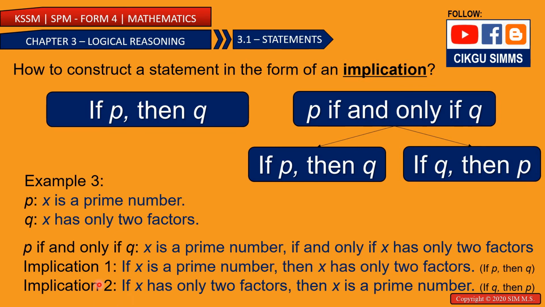And then the second implication, if Q, then P. If x has only two factors, then x is a prime number. So if Q, then P. If P, then Q.